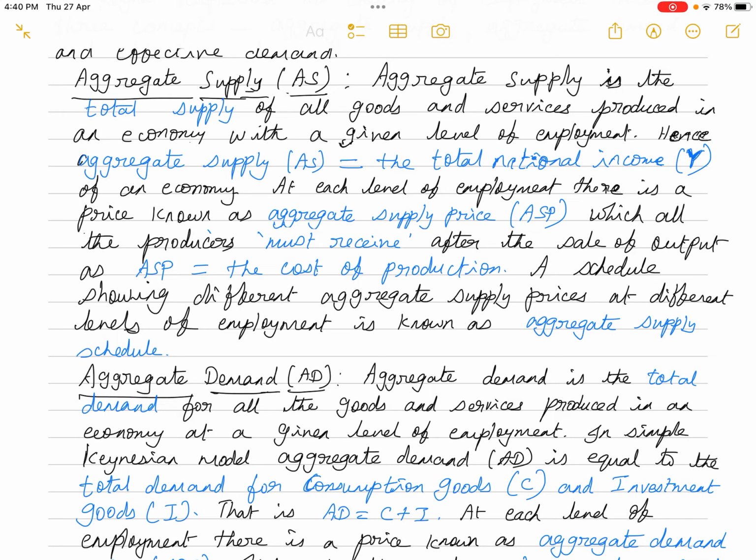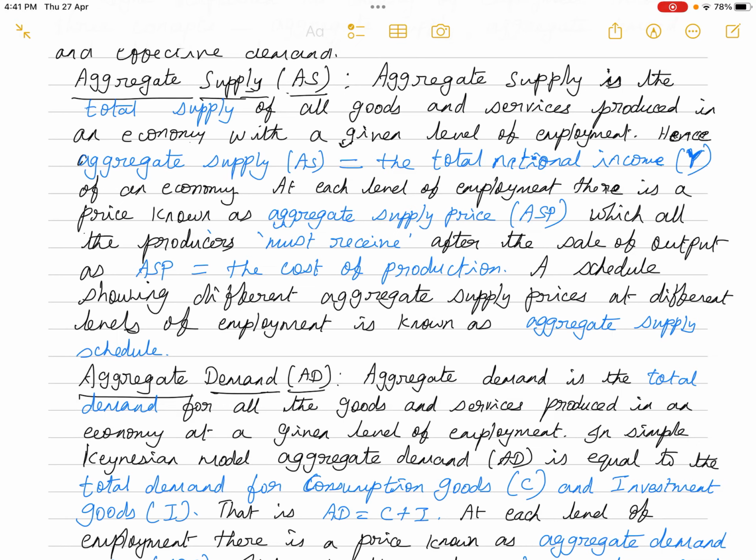Say, for example, I am running a business, I have a company, and I am employing 10 laborers. Only with the employment of 10 laborers I am able to produce 100 units of commodity X, isn't it? Suppose I want to increase the output from 100 units to 200 units of commodity X. What should I do? Then I should increase the level of employment also, isn't it?